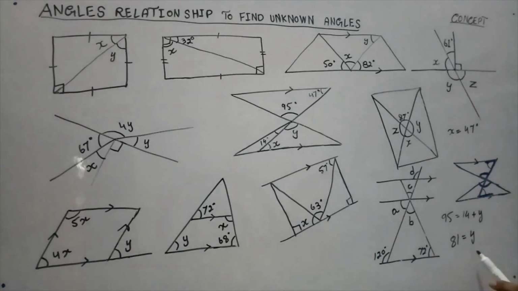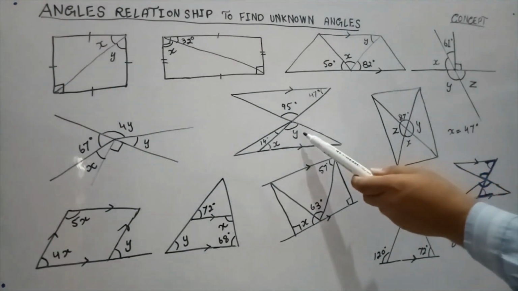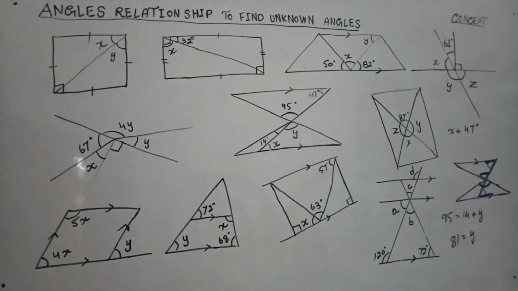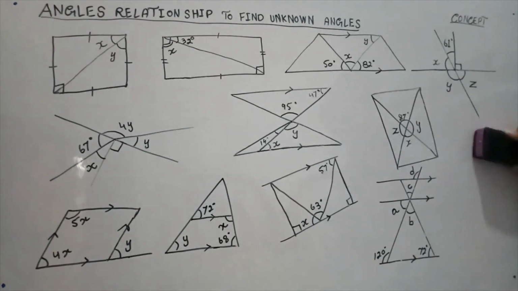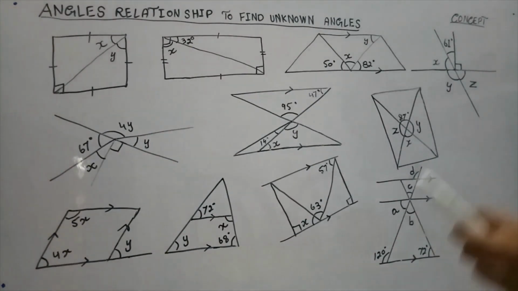So here you can see that the value of y will be equal to 81 degrees and the value of x is equal to 47 degrees. So we have solved this part. Now we will see our next part, this part. It is just like the previous part, vertically opposite angles. We will use that theorem.